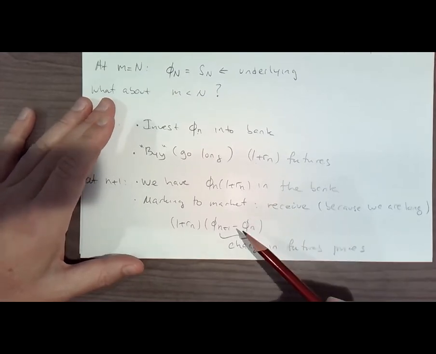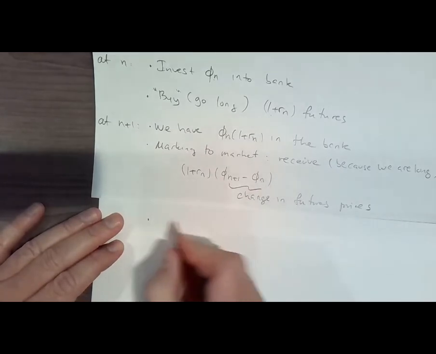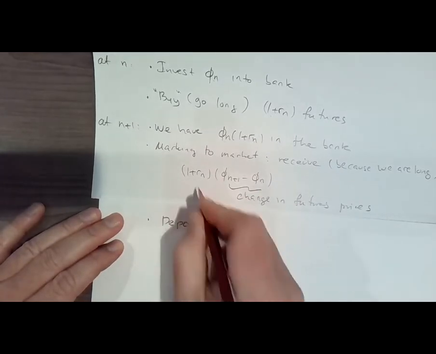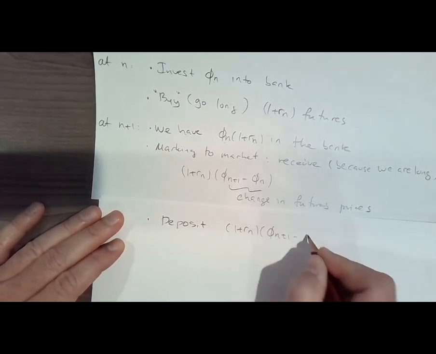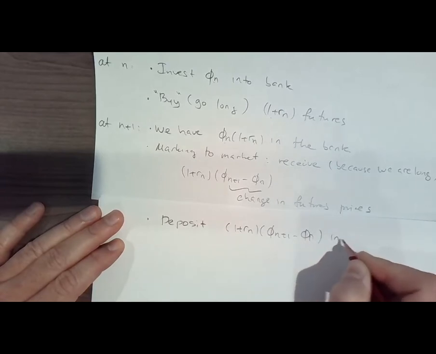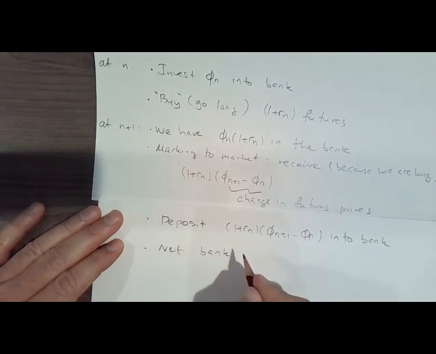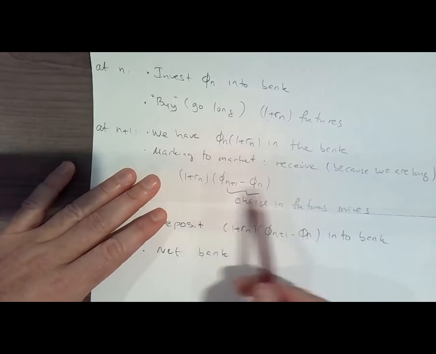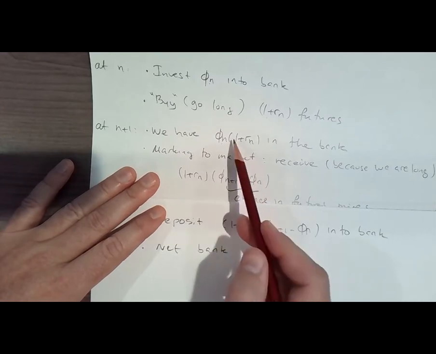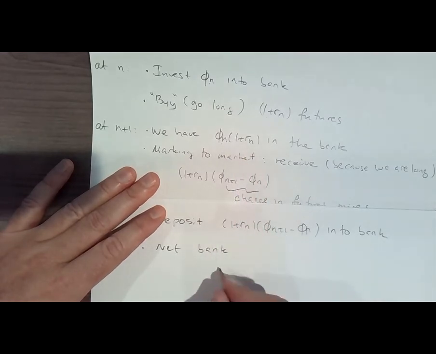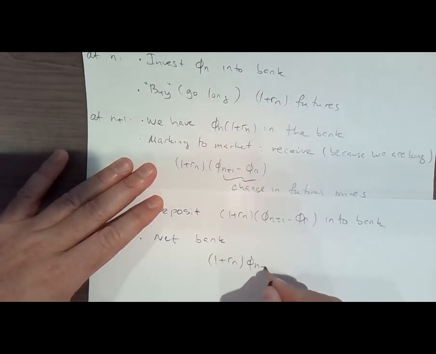We add the two together. So we're going to deposit 1 plus Rn times phi n plus 1 minus phi n in the bank. So we're going to have a net bank of this quantity plus that quantity. We can see there's a minus sign here and there's a plus sign here, so the net bank will be 1 plus Rn times phi n plus 1.